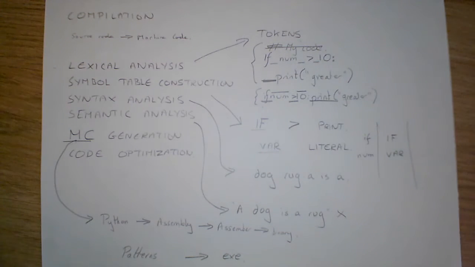However, going back to our compilation process, we can say that the compilation process consists of lexical analysis, symbol table construction, syntax analysis, semantic analysis, machine code generation, and code optimization. In previous videos we have looked at lexical analysis and symbol table construction, and we've also looked at syntax analysis. In the previous video we looked at syntax analysis, so let's have a quick recap of what that's all about.